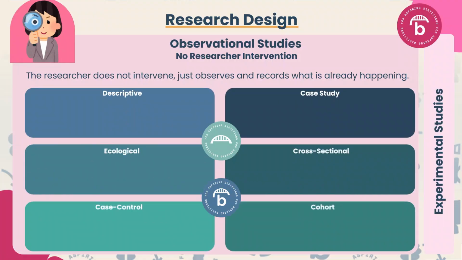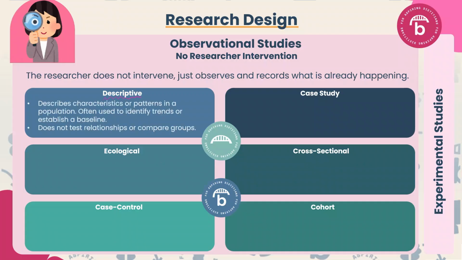Let's begin with descriptive studies. These are your most basic types. They describe characteristics in a population, often using survey data or health records. Descriptive studies can help identify patterns, like how many people are getting enough iron, but they can't tell us why. That's their biggest limitation. No causality in descriptive studies. Just because 2 variables are linked in a population does not mean that one causes another.